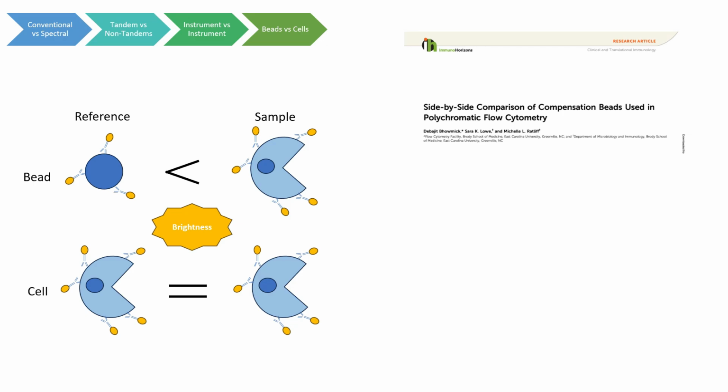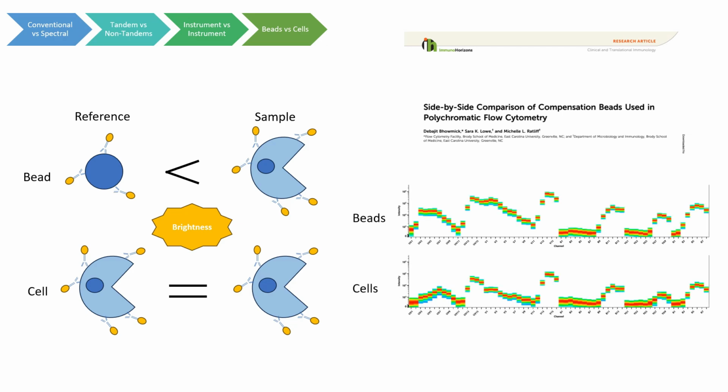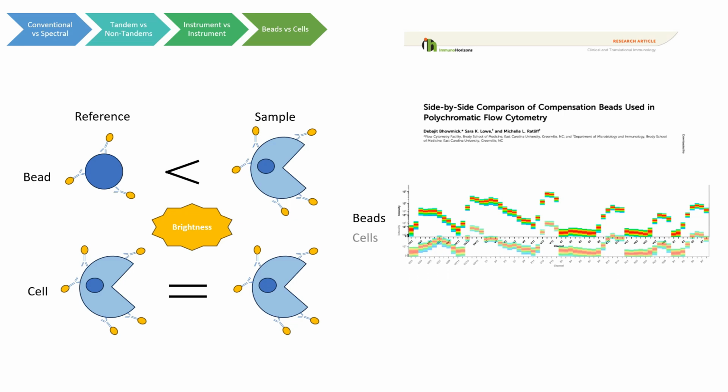We have even seen this in the MCP. In this example, this is BV570 on cells and beads. It's the same lot number, acquired on the same day and the same instrument. And when overlaid, you can clearly see the differences.